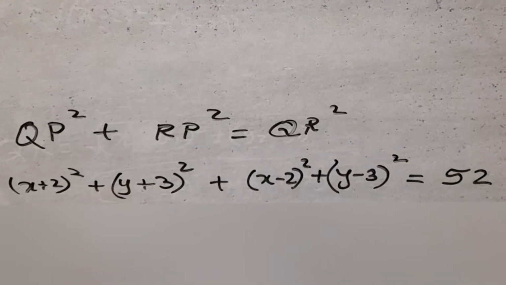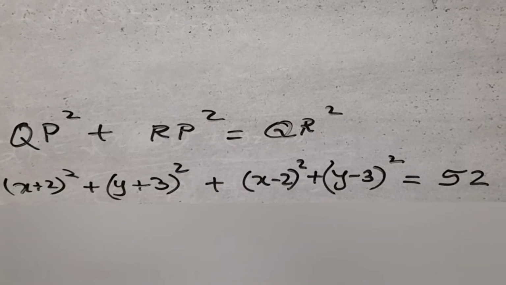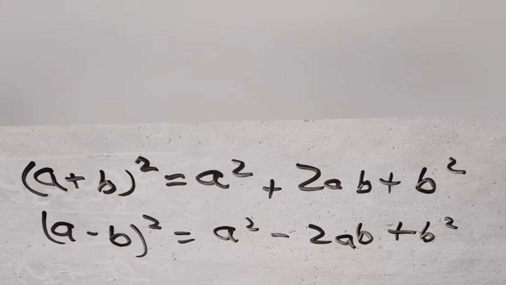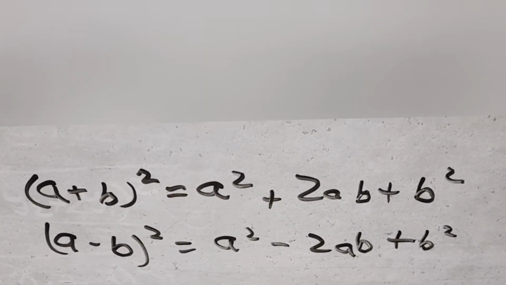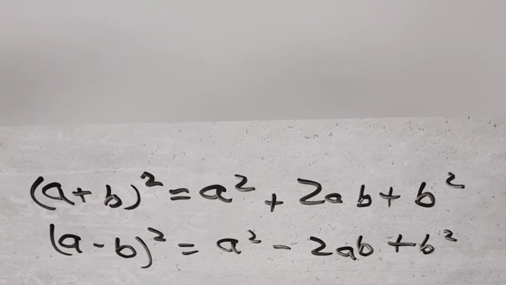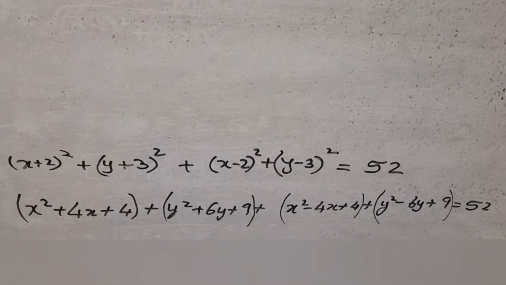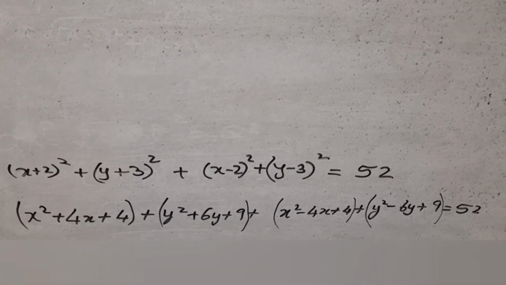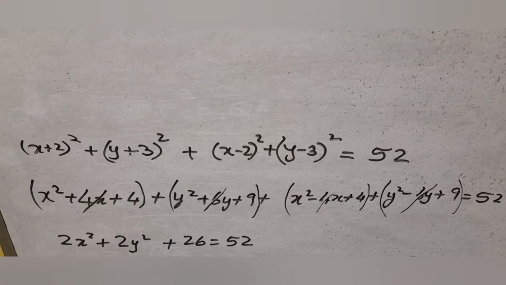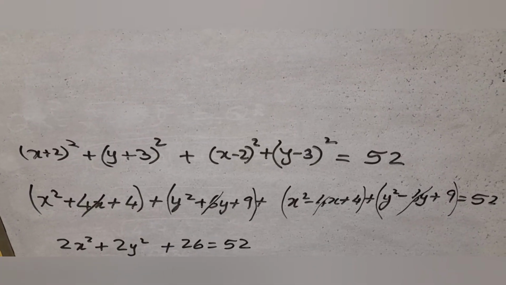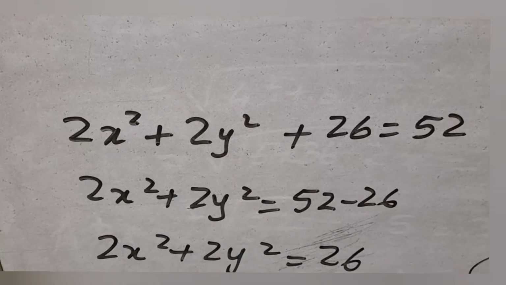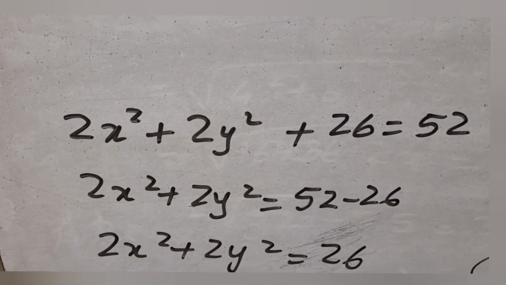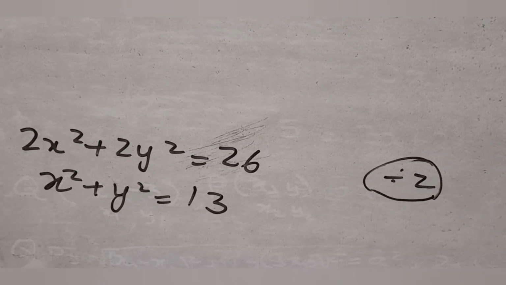Substitute the values, use the identities for (a plus b) the whole square and (a minus b) the whole square and expand. Cancel off the common factor to get x square plus y square equal to 13, which is the required condition.